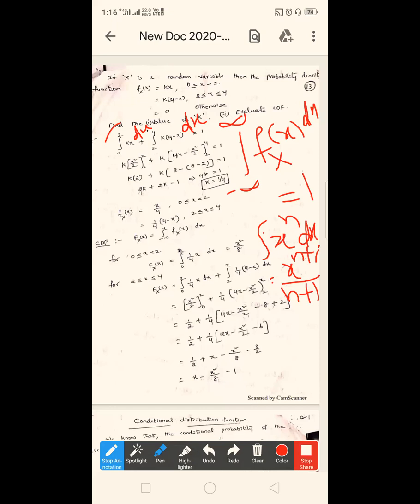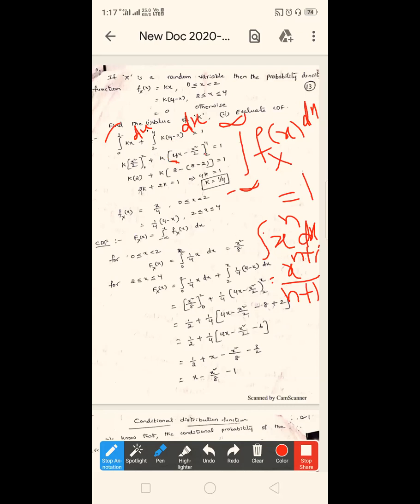Next, for the second term also k is a constant, so you can write it outside the integration. Now again here we have two terms, 4 minus x. So separate them. 4 is constant again. Integral 1 dx means x, minus integral x dx means x square by 2. So you will get 4x minus x square by 2 as the second term after applying integration.